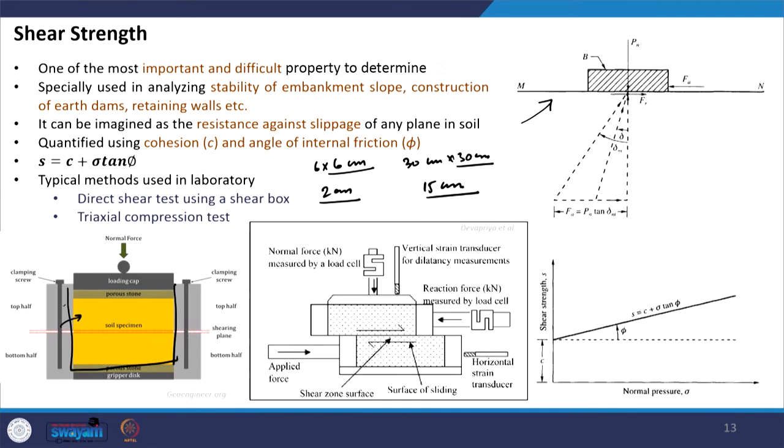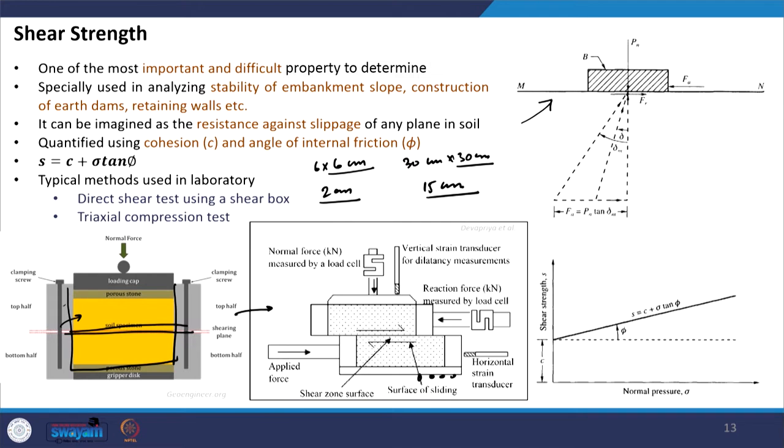This box is basically split horizontally. You can see that this box is split horizontally at this location, and the lower part rests on rollers. So the lower part of the box, which is again shown here, rests on the rollers and it can be moved horizontally.